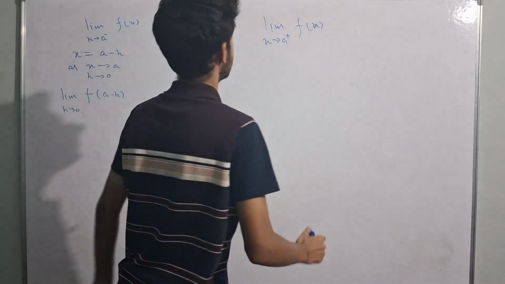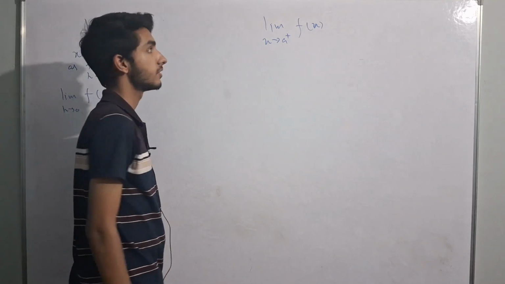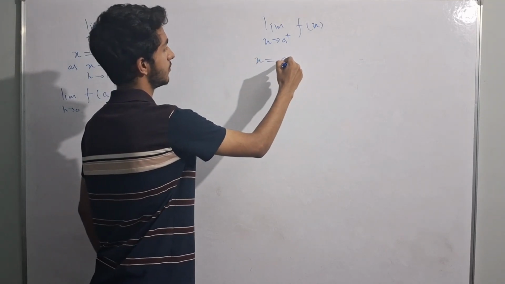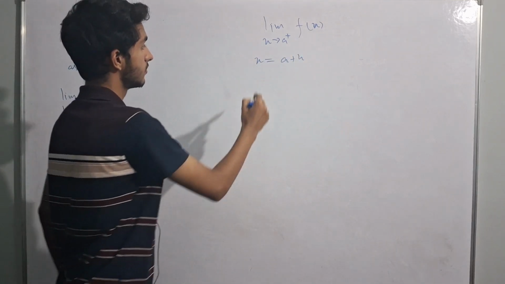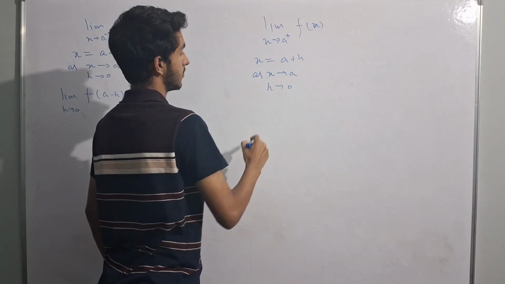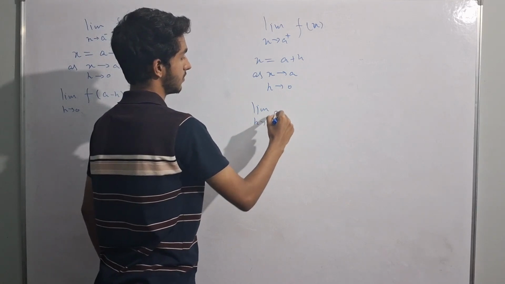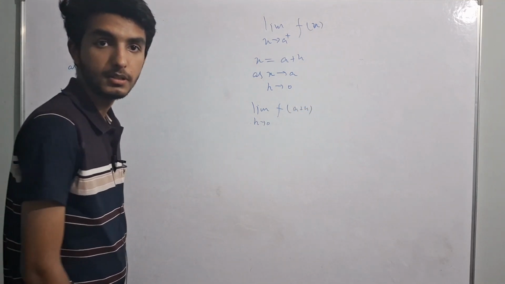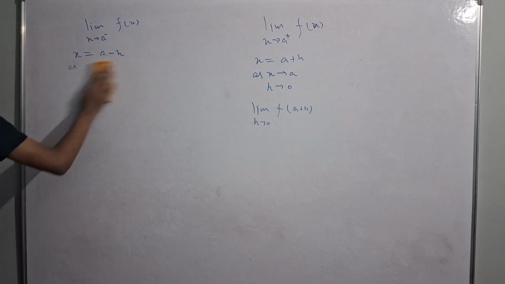And similarly, in this case, we know that x is greater than a because it is approaching a from the right hand side of the number line. So we can write this as x is equal to a plus h. We are writing plus because obviously x is greater than a. So as x approaches a, h approaches 0. So we can write it as limit h tends to 0 of f(a plus h). So now we'll be doing some questions on these. So let me just write the questions.